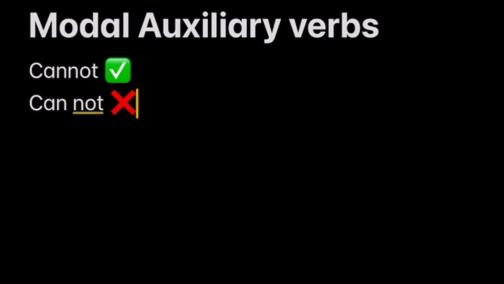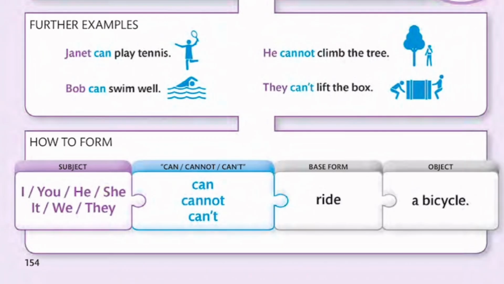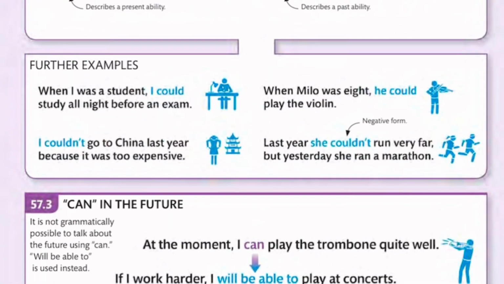So I hope you understand that. So for instance, Janet can play tennis. Bob can swim well. He cannot climb the tree. And if you want to use the contraction, you say they can't lift the box.